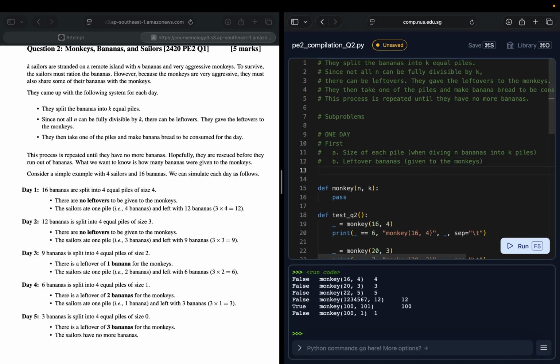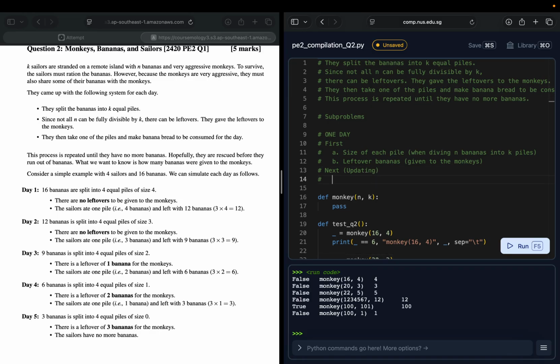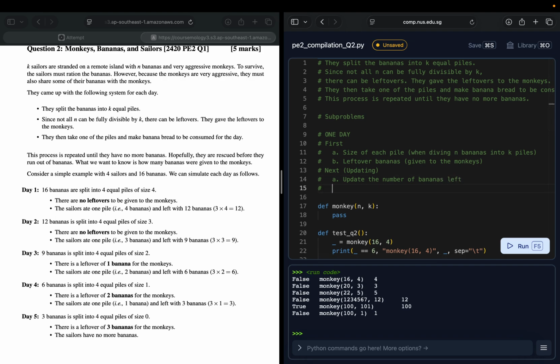After we are done with this, next is the updating process. Here we would need to update the number of bananas which we have left, and also keep track of the total number of bananas given to the monkeys. Update the number of bananas given to the monkeys.